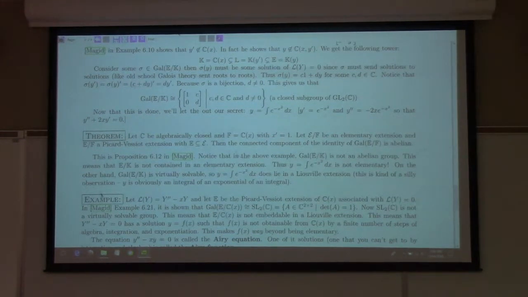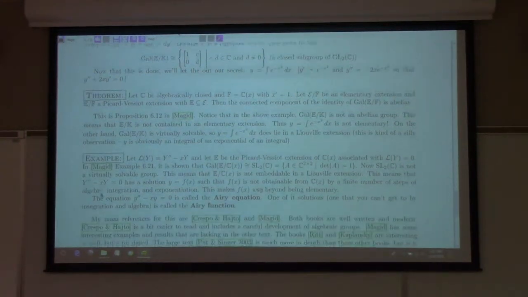It gets more interesting. Algebraically closed, derivative of x being 1, elementary extension, then a Picard-Vessiot extension with E contained in there, then the connected component of the identity of that is abelian. Well, that's kind of like all of a sudden we've got some topology appearing.